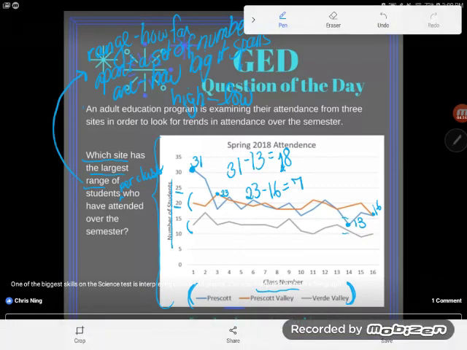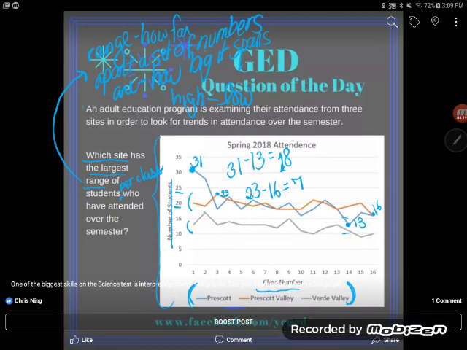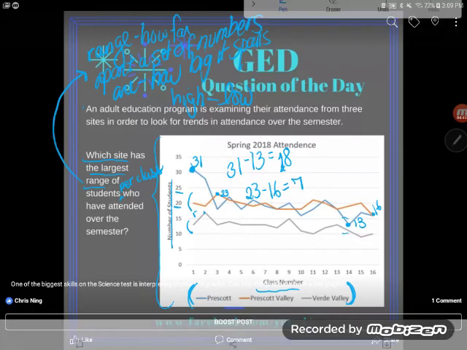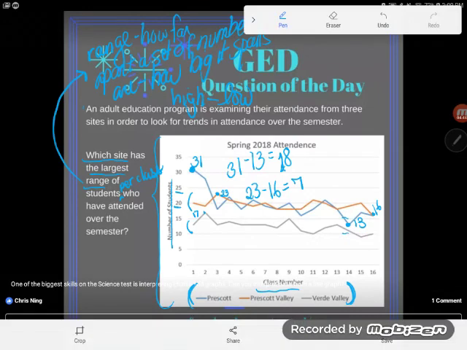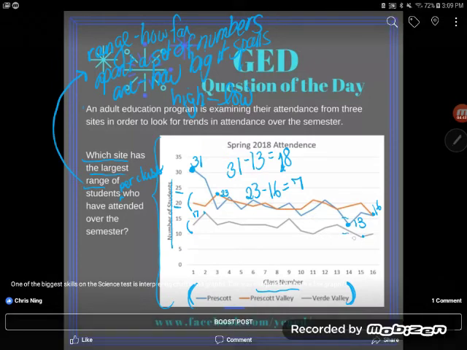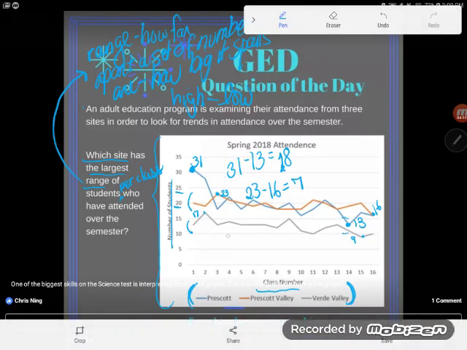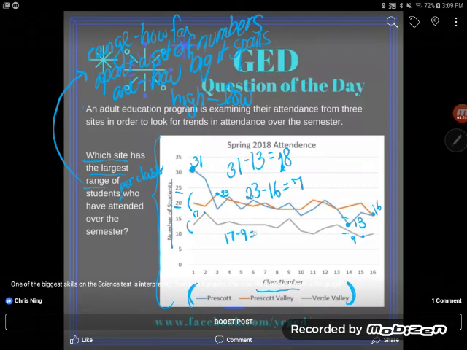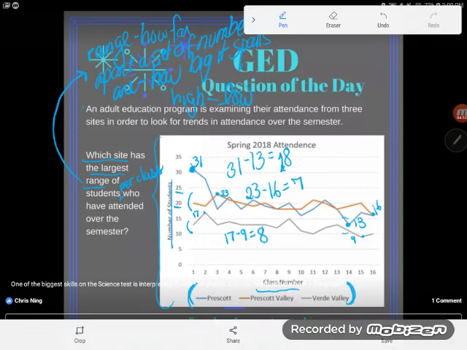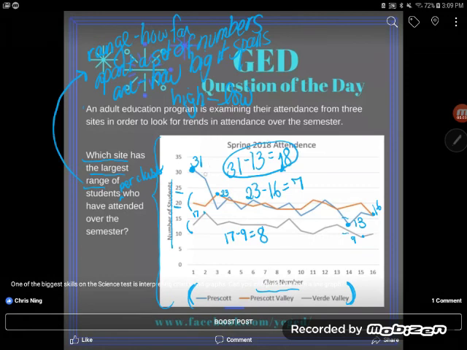Okay, let's check out the Verde Valley line. Okay, my high point. Do you see my high point? There it is. I'm going to guess that's about 17, not quite halfway past 15. And then my low point looks to be right there. Looks like there were 9 students in class one day. So 17 the high, minus 9 the low. This one has a range of about 8, since I approximated off my graph, but definitely easy to see which site had the largest range of students. It was the first site I dealt with, the blue line, so that would be Prescott. So the correct answer here is Prescott.